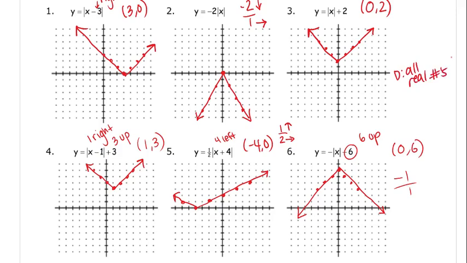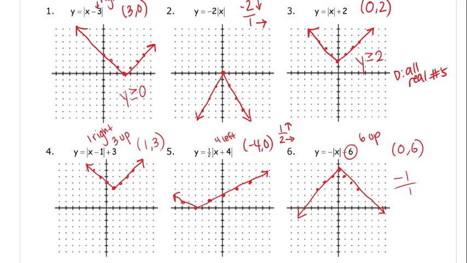Now your range would vary based on the question. In this one, your y's are 0 and up, so we would say y is greater than or equal to 0. I'm going to jump to number 3. Here it starts at 2 and goes up, so our y is greater than or equal to 2.